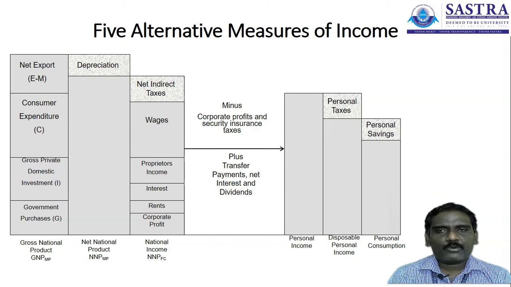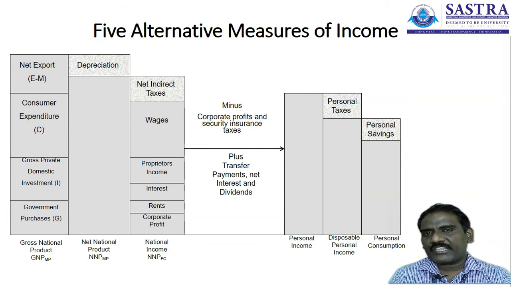The second important concept: from this total value, if we subtract the depreciation allowances, or we call it capital consumption allowances, we get the net national product at the market price. In that net national product at the market price, if you subtract the net indirect taxes that have been paid, we get the national income.